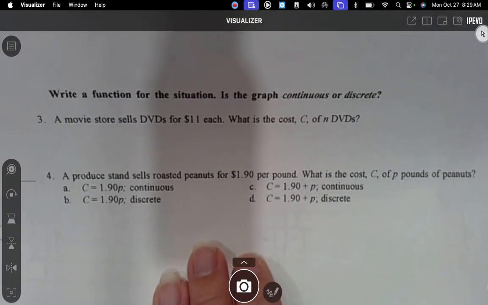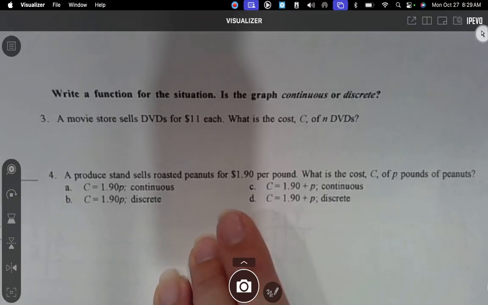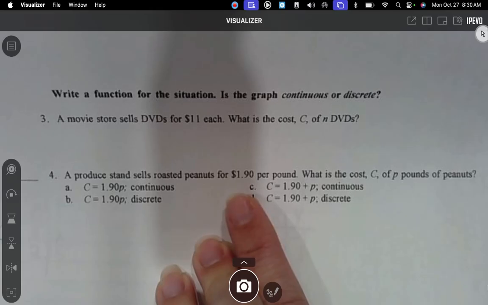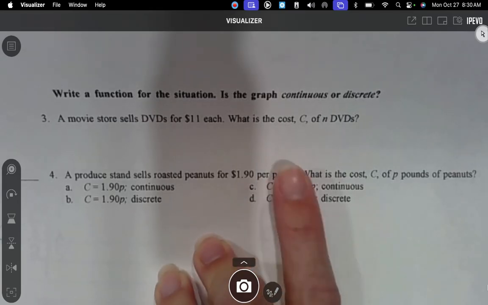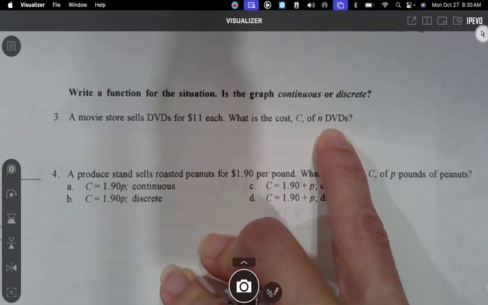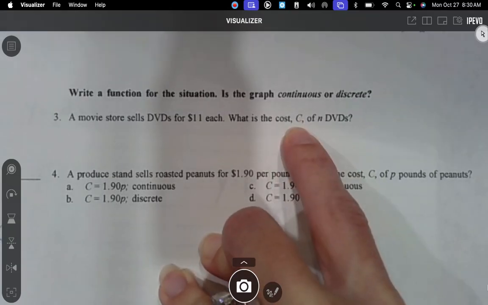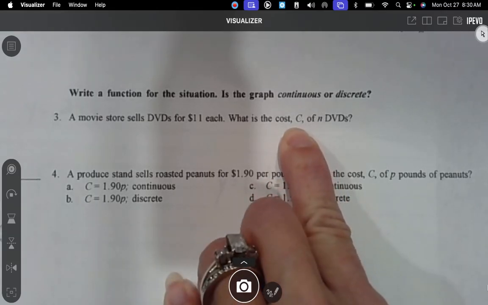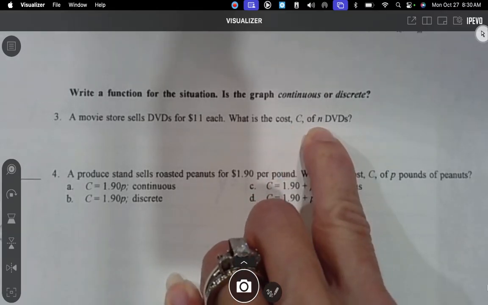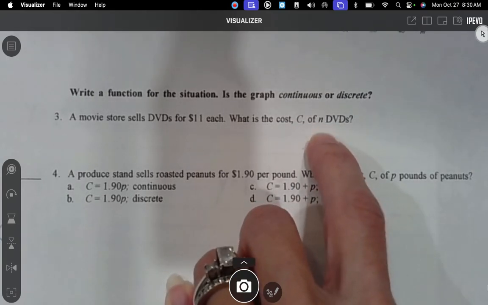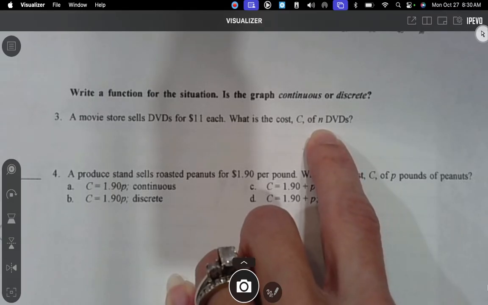This one, oh, it says write a function. That just means a little equation. Like y equals $11 per DVD. How would you write that? Or actually, they want you to use C equals. C and N. Everybody look up here on this one. Number 3, usually we use Y and X, but what 2 letters do they want you to use? C equals, and instead of X, we use what? N. And it's $11 per DVD.